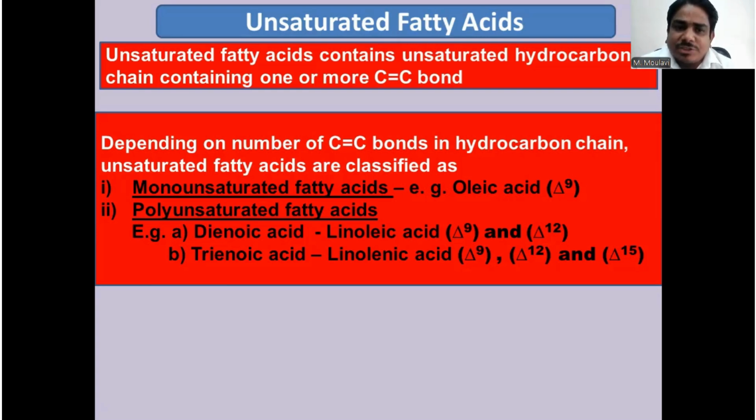Second type of polyunsaturated fatty acid is the trienoic acid, and trienoic acid contains three carbon-carbon double bonds. Example is the linolenic acid. Linolenic acid is a delta 9, delta 12, and delta 15 fatty acid. It means that carbon-carbon double bonds are present at carbon number 9, carbon number 12, and carbon number 15. So in nature, mostly the cis double bond is present in the unsaturated fatty acid.